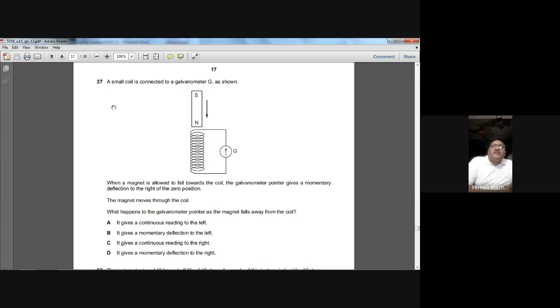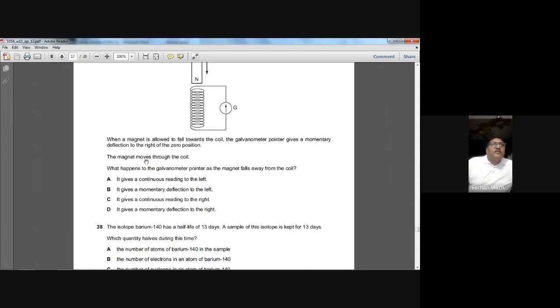in the first case, the pointer of the galvanometer deflected to the right. Now, when the magnet will pass through and then it will fall, the pointer of the galvanometer should be deflected in the opposite direction. So first it was deflected to the right, now it should deflect to the left. And this deflection should be for a moment. So for question number 37, B is the option. It gives a momentary deflection to the left.